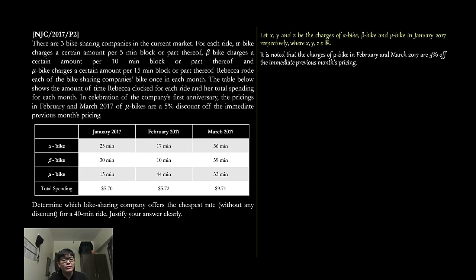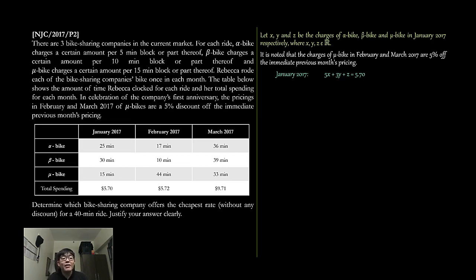Now for the month of January, we realize that Rebecca rode for 25 minutes. But because Alpha Bike charges based on a 5-minute block, she just has to pay 5 times whatever X amount that is. Now if you look at Beta Bike, it is a 10-minute block, and so she pays 3 times Y. And then for Mu, for Z, it will be 1 time Z because she rode for 15 minutes. And the total will give me $5.70. So for January it is 5x plus 3y plus z is equal to 570.